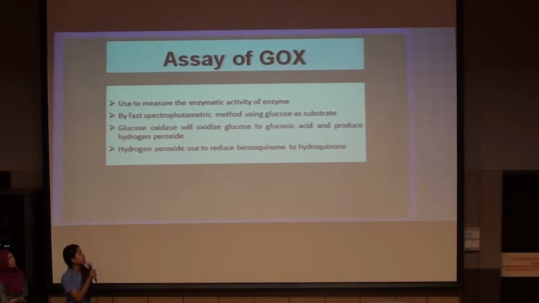Next is task 3, the assay of GOX. This assay is used to measure the enzymatic activity of the enzyme by a fast spectrophotometric method using glucose as substrate. Fructose and galactose can also be used. In this process, glucose oxidase will oxidize glucose to gluconic acid and produce hydrogen peroxide. And hydrogen peroxide is used to reduce benzoquinone to hydroquinone.